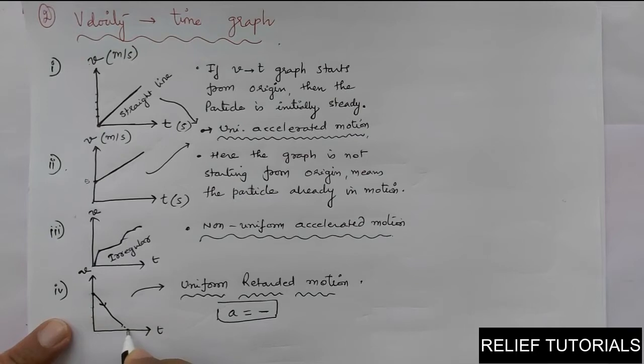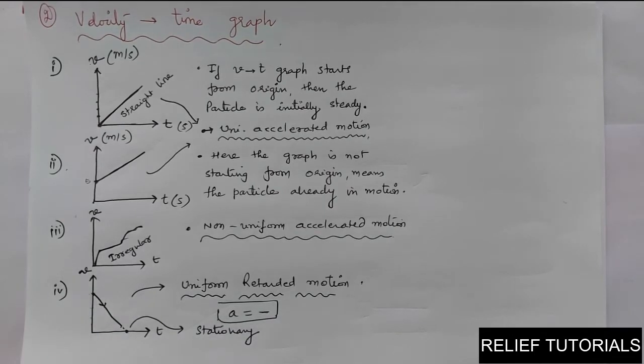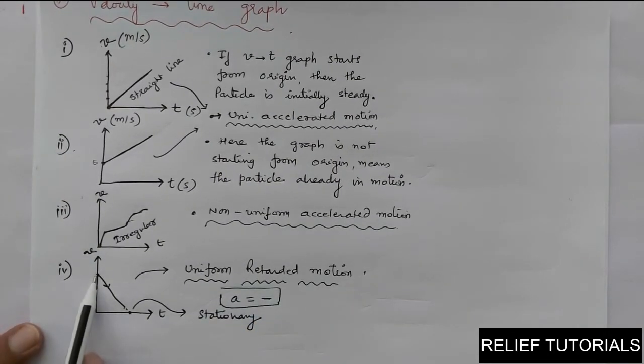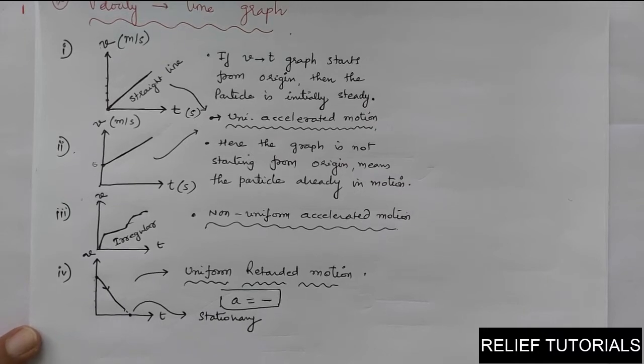If the graph touches the x-axis, it indicates the particle becomes stationary, because at this point the velocity becomes 0. Suppose here the speed is 20 meters per second, then 15 meters per second, then 5 meters per second, then 3 meters per second, then 2 and then 1 and 0. 0 meters per second means the particle becomes stationary.